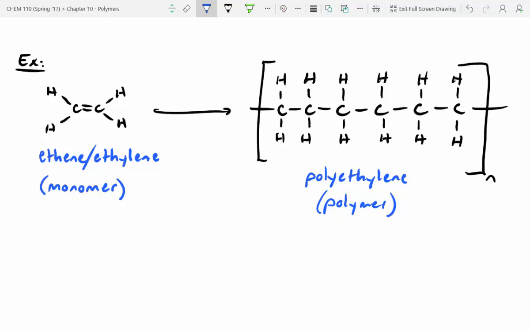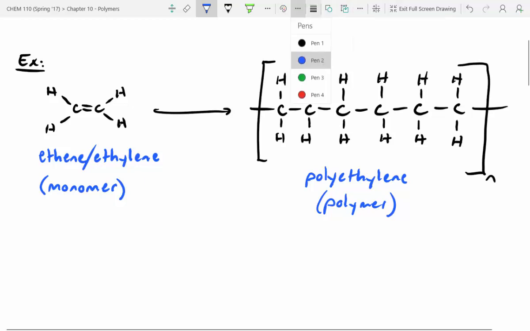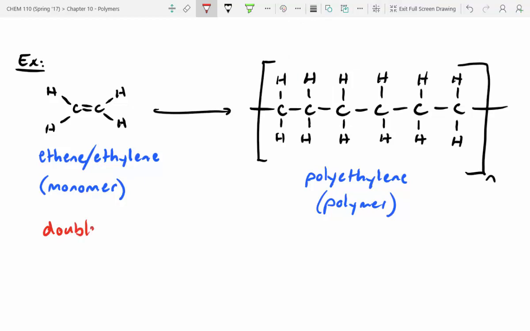So I want you guys to be able to decipher, hey, if you look at this monomer on the left, you may notice this goes from having a double bond to all single bonds. This is referred to as an addition polymerization, meaning you're just adding them together and not losing anything in the process. But we'll talk more about polymerization reactions a little later. Does that make sense?